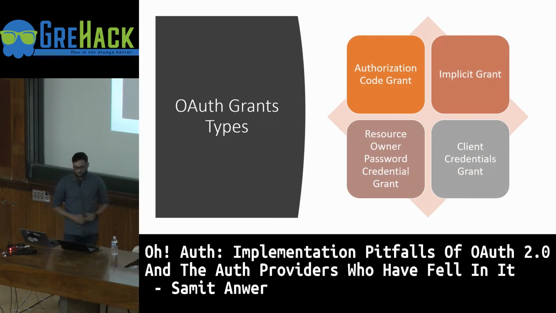So this brings us to the various grants that OAuth has to offer. There are primarily 4 different grants, of which the top 2 are the most famous ones, the authorization code grant and the implicit grant. These grants are used in different scenarios. I have a short diagram which explains in what scenario to use which one. But throughout the presentation, we'll be mostly talking about auth code grant flow and the implicit grant flow.